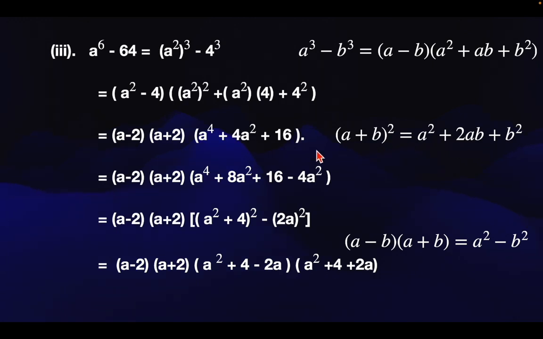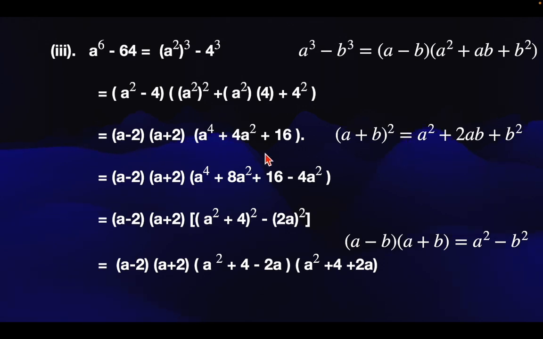Here the first term is a raised to 4, which we can write as a square raised to 2. The last term is 16, that is 4 square. So you have a square, you have b square. Now the middle term, let us check. What should be the middle term?